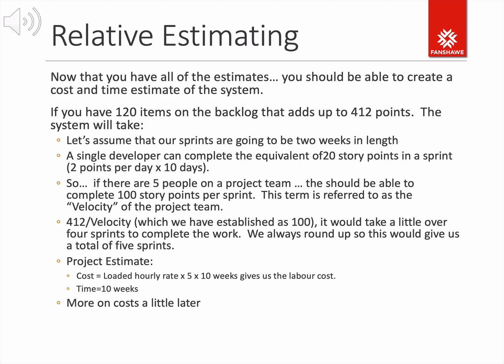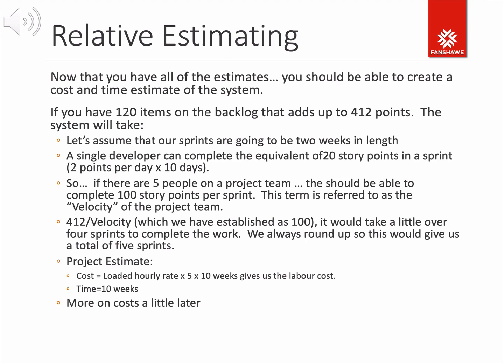Sprint's 2 weeks. You've got 2 points per day times 10 days. So each person can do the equivalent of 20 story points. So if there are 5 people on a project team, then we should be able to complete 100 story points per sprint. They actually have a unique term for it. It's called velocity of the project team. And it really is kind of a load factor. It's how many story points this team of 5 can produce over the sprint, the 2-week period of time.